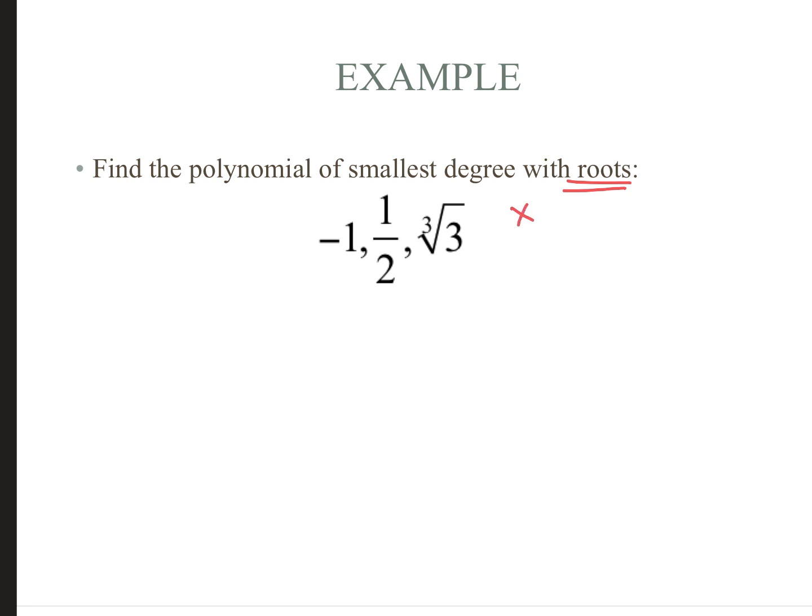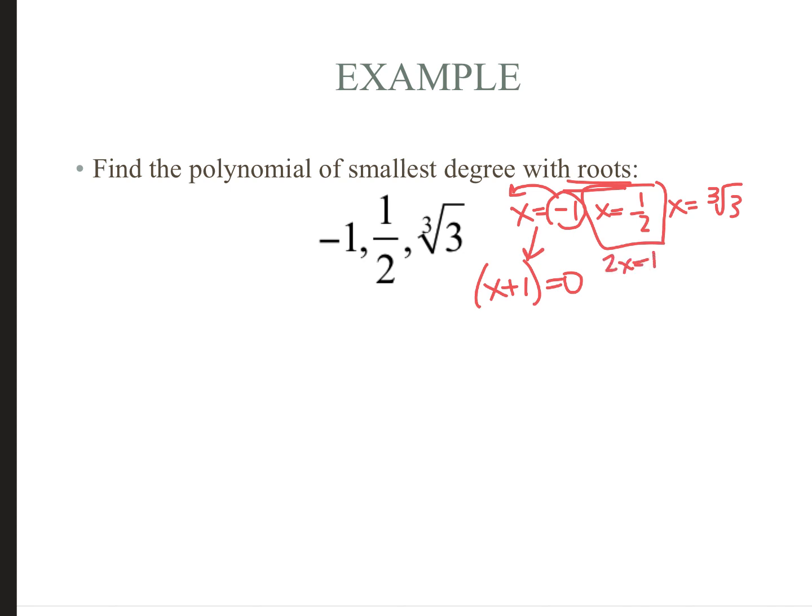That means I have x equals -1, I have x equals 1/2, and I have x equals the cube root of 3. Those are the roots. So this, as a factor, would have been x plus 1 equals 0, right? Which you can easily see if you just move this to the other side. This one, if I am trying to get it as a factor, I'm going to manipulate it. If I multiply both sides by 2, I get 2x equals 1. And then if I subtract 1, 2x minus 1 equals 0. So now I have a factor.